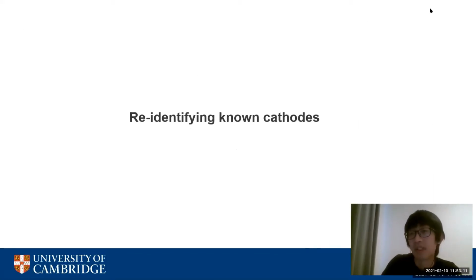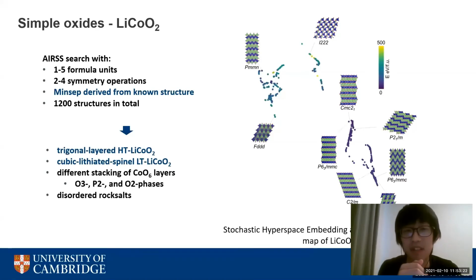So now we've built a framework to search for cathode materials using AIRSS. I will show you some of the examples I'm using this for. First, I will show you this simple oxide, lithium cobalt oxide. This material is what we use in our cell phones. During the AIRSS search, we constrain the search to be conducted on 1 to 5 formula units.